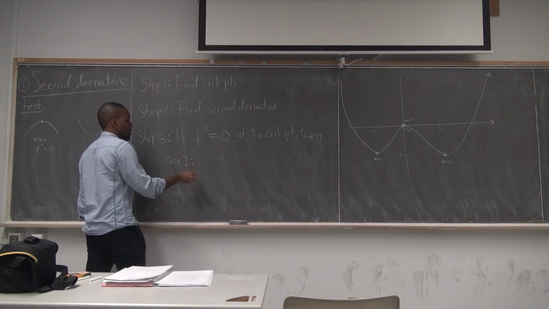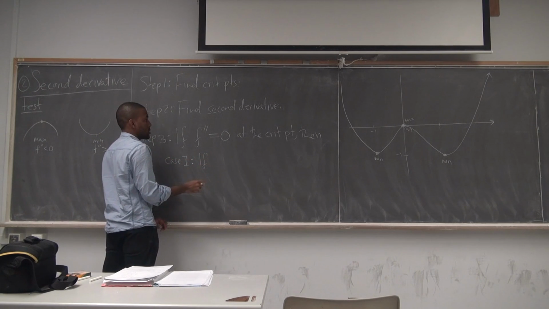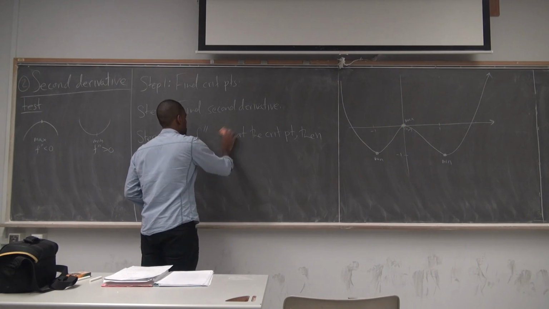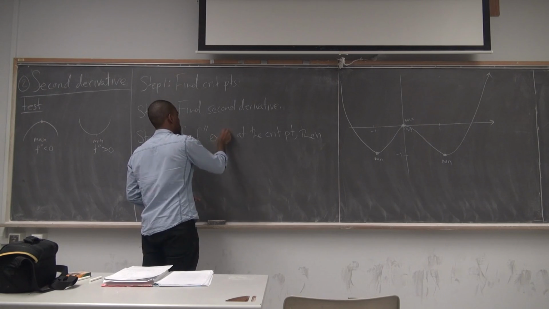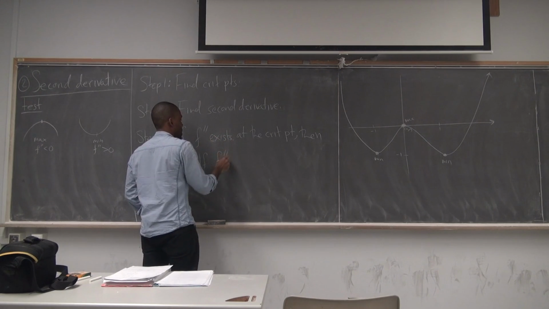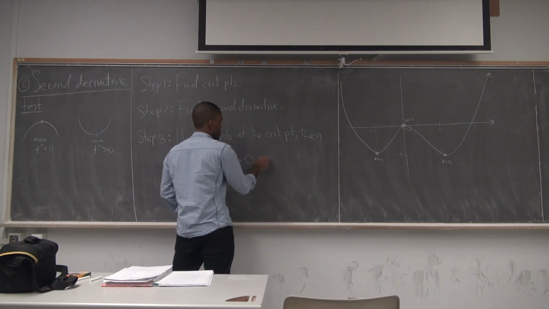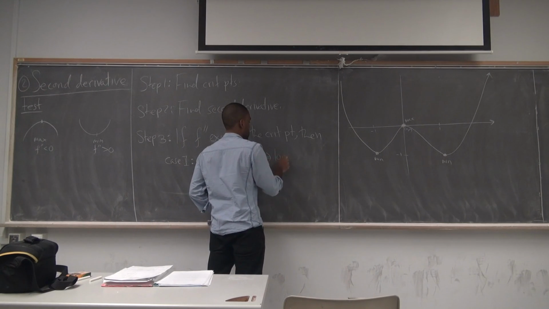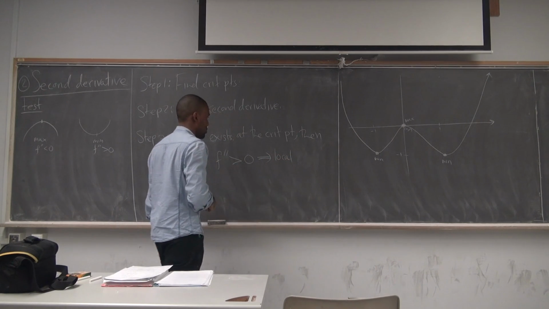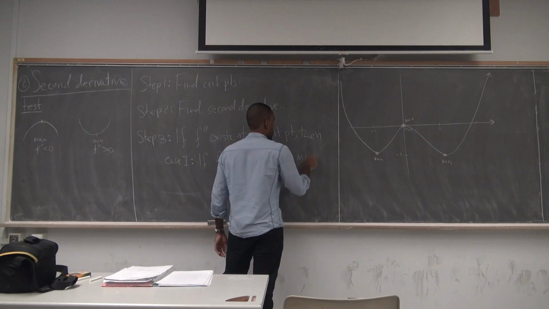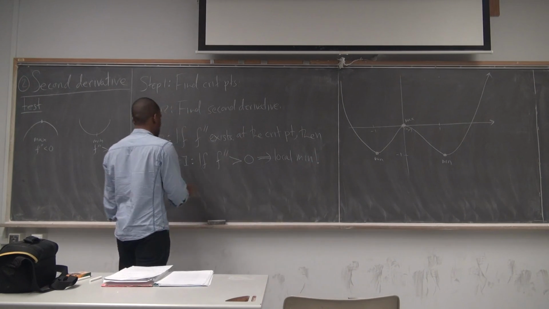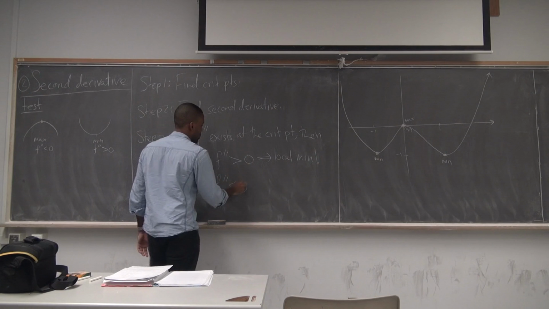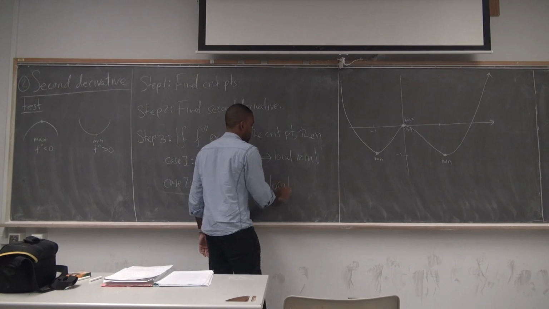Case one. If f double prime exists, sorry, if f double prime is greater than zero, then it means I'm concave up and I have a local, what do I have a local for? Local min. Right? Up like a cup, smiley face. Or case two, if this second derivative is negative, this means I have a local max.